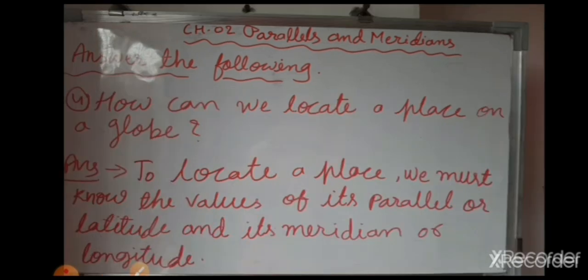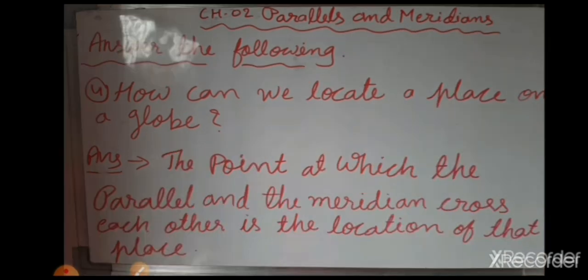Fourth question, how can we locate a place on a globe? Answer: to locate a place, we must know the values of its parallel or latitude and its meridian or longitude. The point at which the parallel and the meridian cross each other is the location of that place.